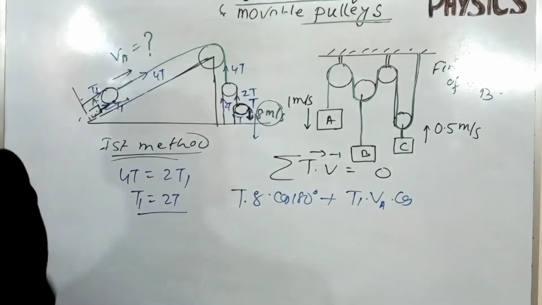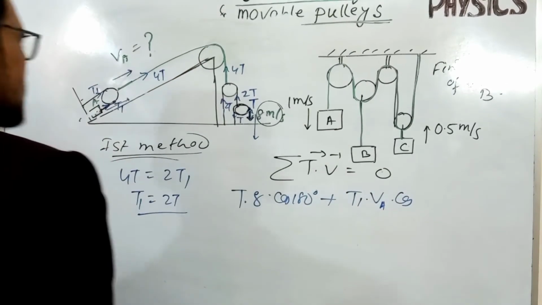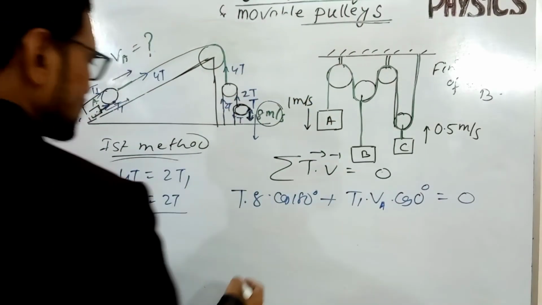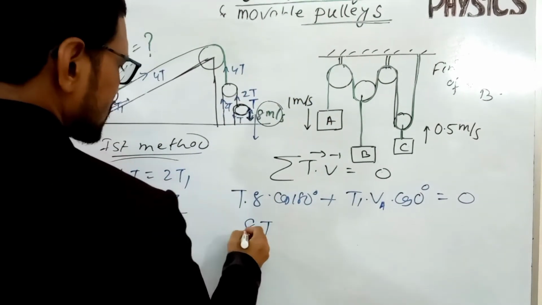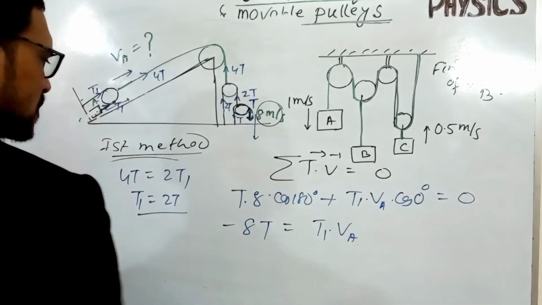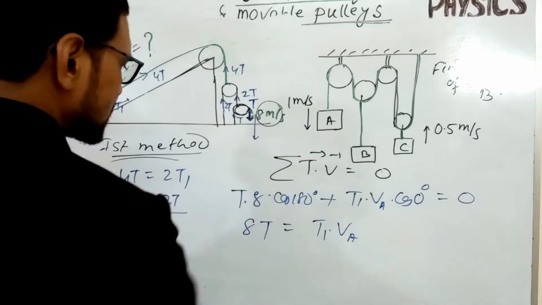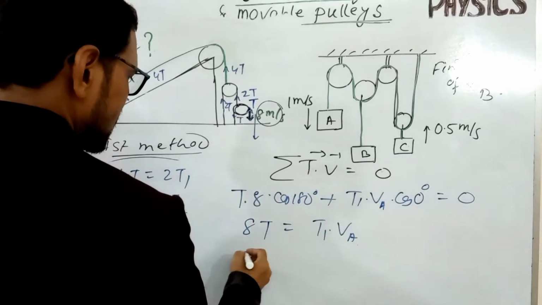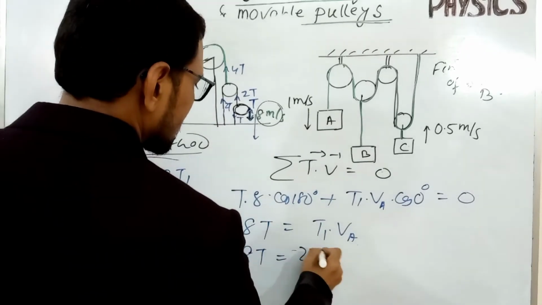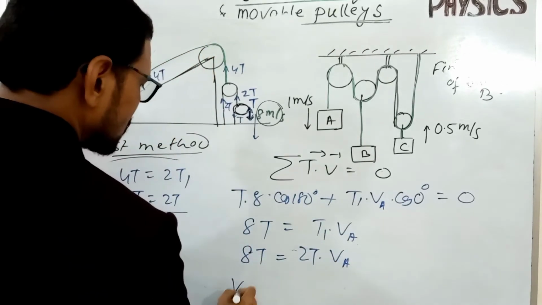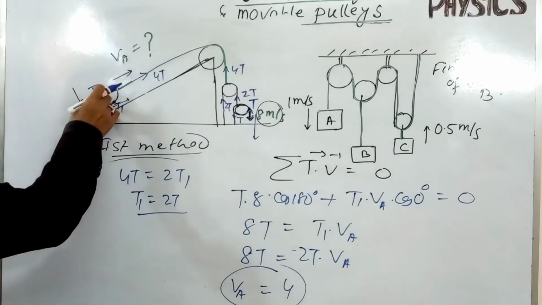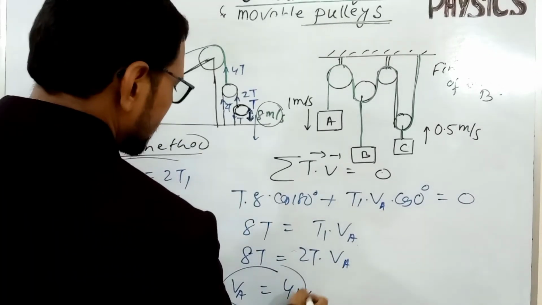So VA T1 VA cos 0 degree equal to 0. Now T into VA cos 0 minus T1 into VA. So this will shift here. Now put T1 equal to 2T here. So we get VA equal to 4. That is, the block will move upward with velocity 4 meter per second.